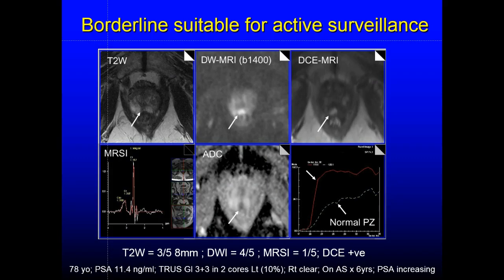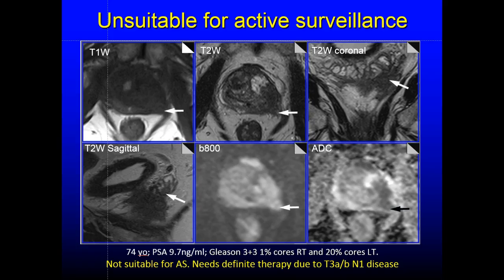Now, this is an interesting patient in whom there is a lesion, and it's at the apex. He's got 3+3 in 2 cores, 10% on the right, 10% on the left. His right is clear. He's been on active surveillance for 6 years. So he would currently be called a PIRADS 4. And yes, he's continued active surveillance for a long time, but he was very borderline as far as our assessments were concerned.